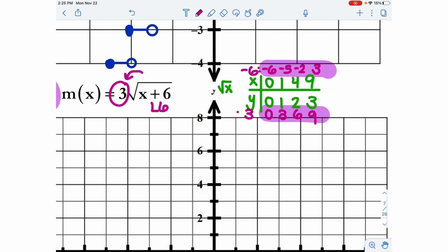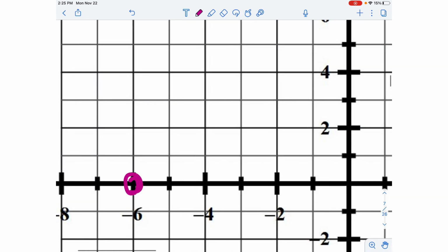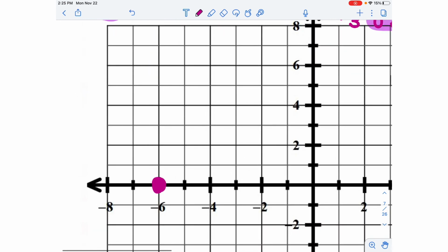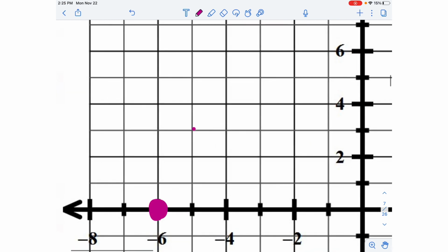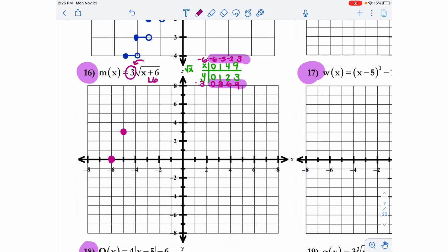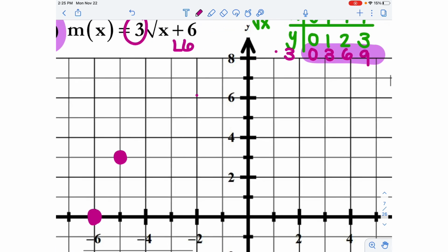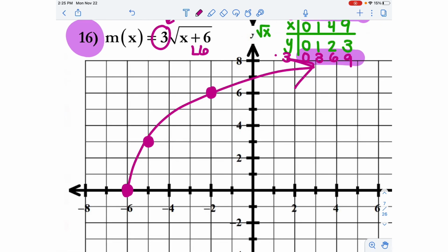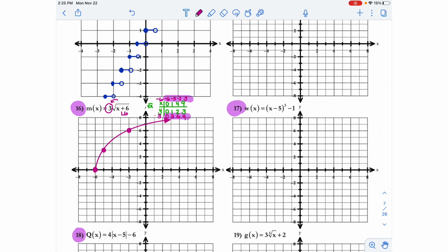So negative 6, 0. That's right here. Then we have negative 5 at 3. Negative 2, 6. 3, 9. And that's off the graph, so we won't do it, but we know that it's there. Okay, so that is my square root function using the parent function points and just transforming them.